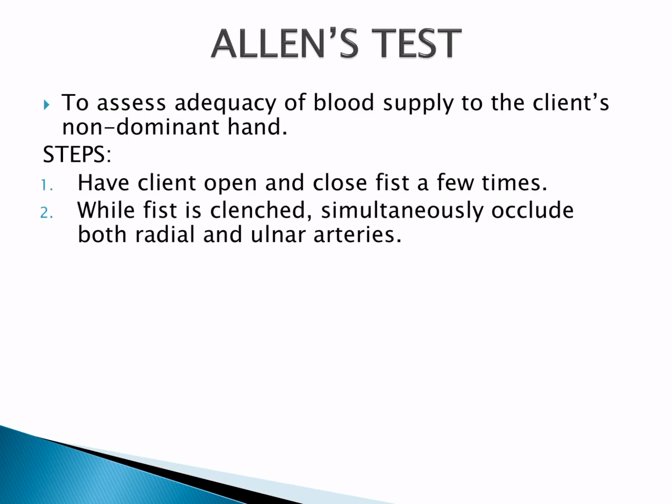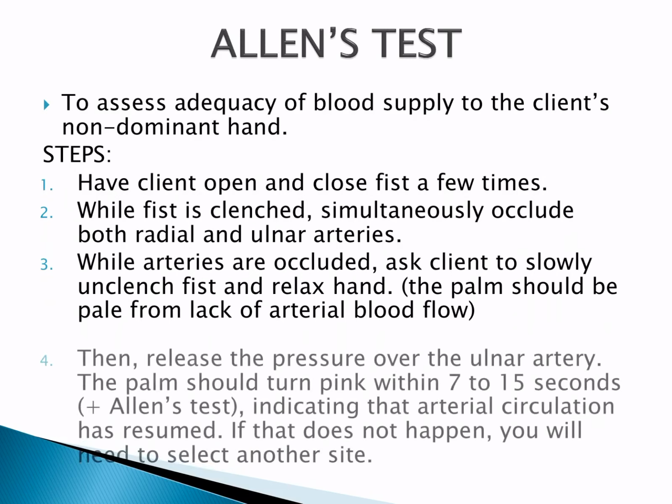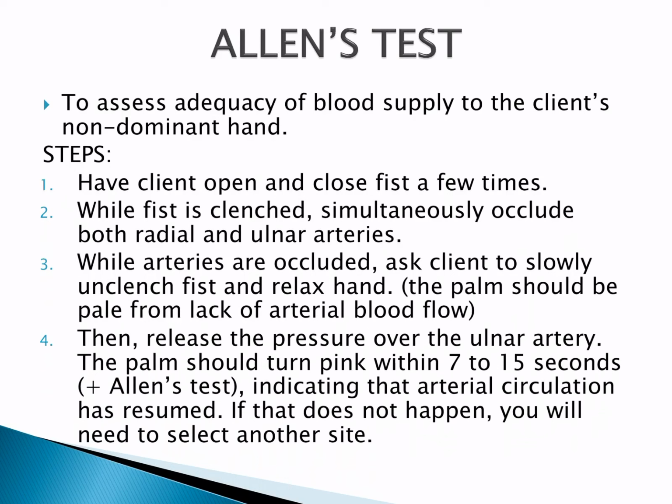While the fist is clenched, simultaneously occlude both radial and ulnar arteries. While arteries are occluded, ask the client to slowly unclench the fist and relax the hand. The palm should be pale from lack of arterial blood flow. Then release the pressure over the ulnar area. The palm should turn pink within 7 to 15 seconds. That means it is a positive Allen's test, indicating that arterial circulation has resumed.